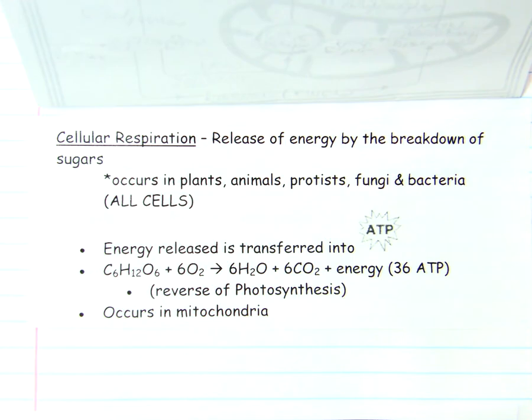Our definition of cellular respiration: it is the release of energy by the breakdown of sugars. It's going to occur in plants, animals, protists, fungi, and bacteria, which would be all of our cells. All living things go through cellular respiration.